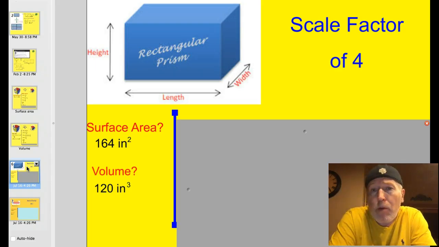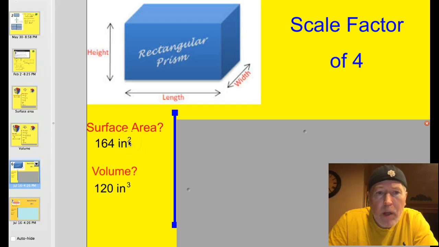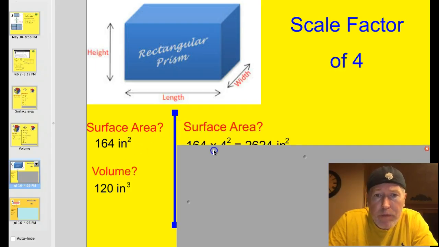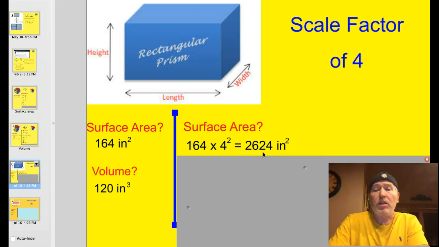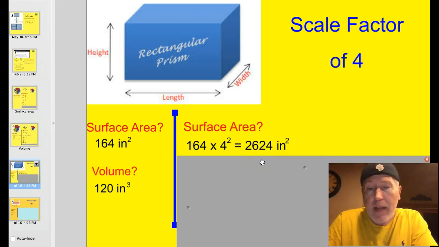All right, one more. We have this rectangular prism here, and we don't even have any measurements on it. Can we use the surface area and the volume of it and scale factor to find the surface area and volume of a new rectangular prism with a scale factor of 4? Yes, we can do it. All right, so the surface area is 164 square inches. So I'm going to take that surface area and multiply it by the scale factor. Remember, our scale factor was 4. Our scale factor squared. So 164 times 16, 2,624 inches squared. And I didn't have to even measure anything.